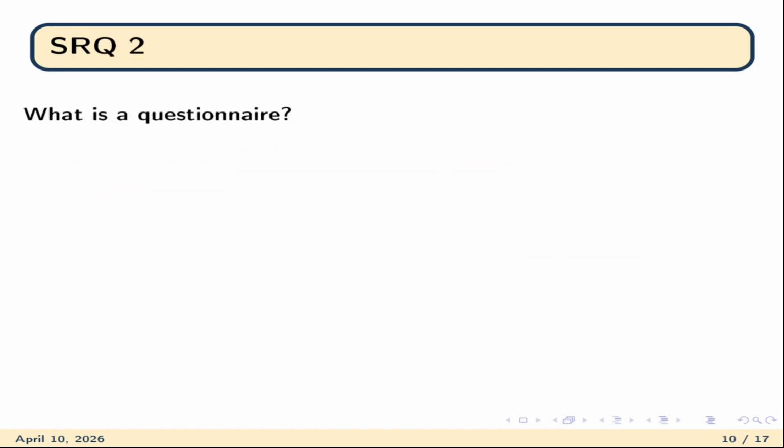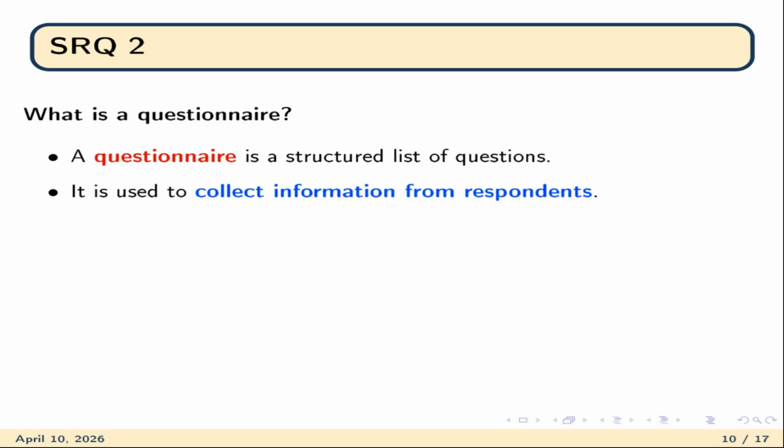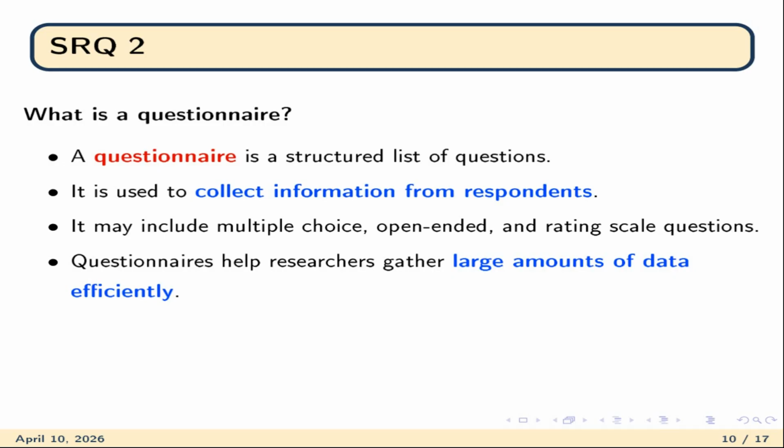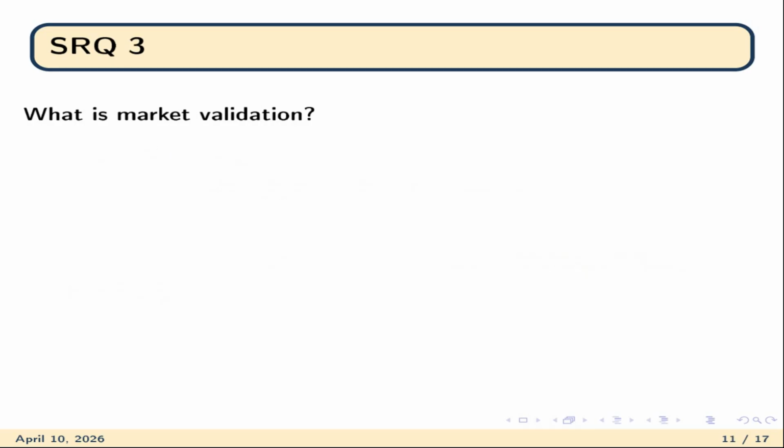What is a questionnaire? A questionnaire is a structured list of questions. It is used to collect information from respondents. It may include multiple choice, open-ended, and rating scale questions. Questionnaires help researchers gather large amounts of data efficiently.